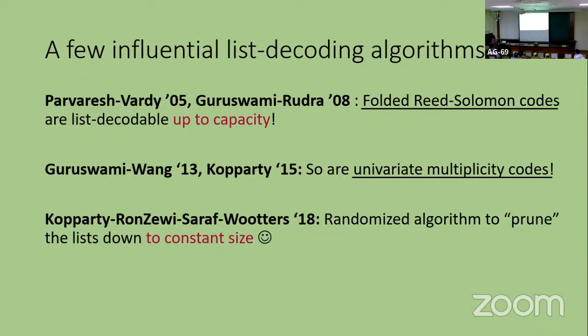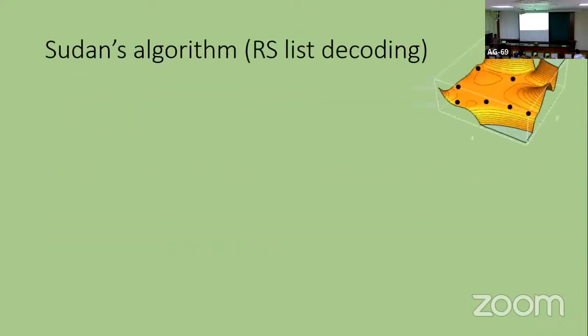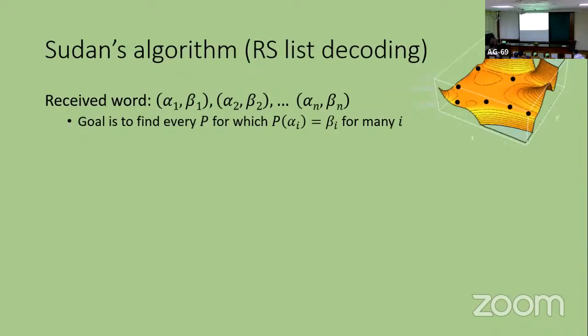How do we go about this? Let's start at the very beginning. The oldest algorithm I mentioned, which is from before I was born, Sudan's algorithm. So, recalling again what Reed-Solomon list decoding is: you have some pairs (alpha_i, beta_i), and you want to find every p for which p(alpha_i) equals beta_i for many i.